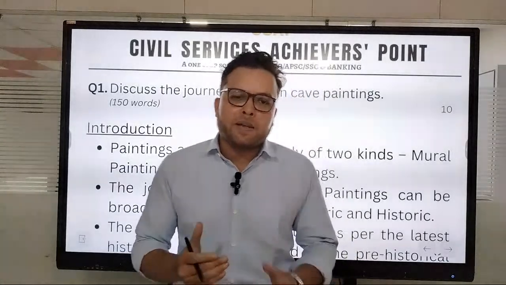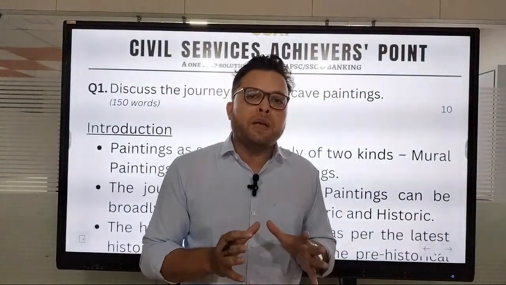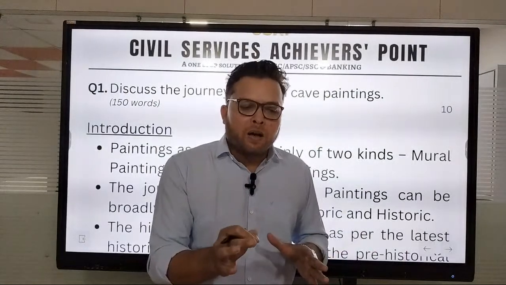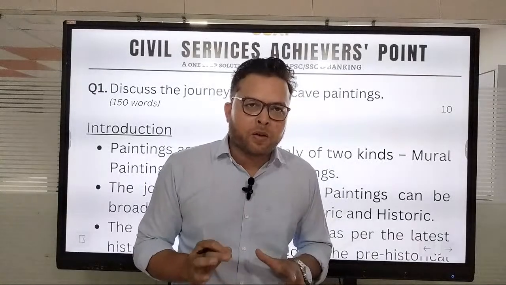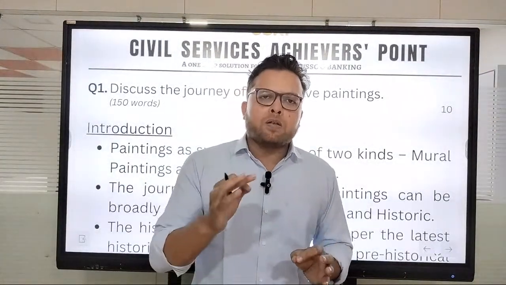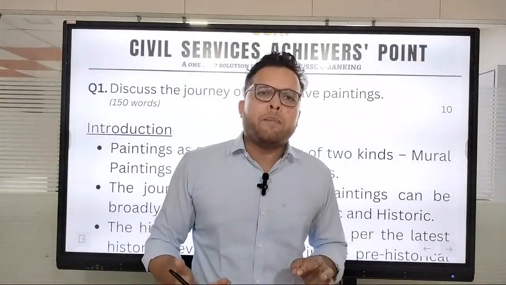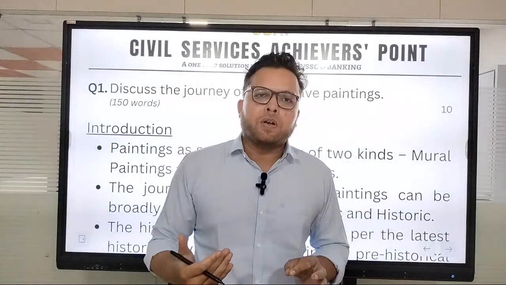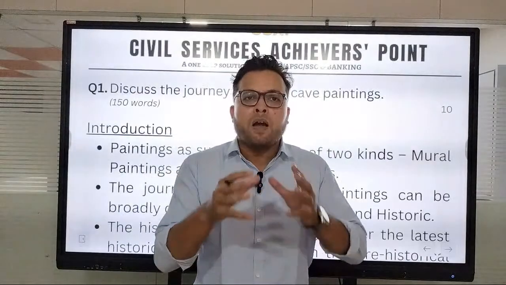If we talk about paintings, paintings in general can be divided broadly into two forms: mural painting and miniature painting. What's the difference? I think I told about this difference the other day also, in one of my previous classes. The difference is, mural painting is done mainly on solid surfaces like walls. It could be a temple wall, it could be the wall of a cave. All the paintings which are done on solid surfaces like walls are known as mural paintings.